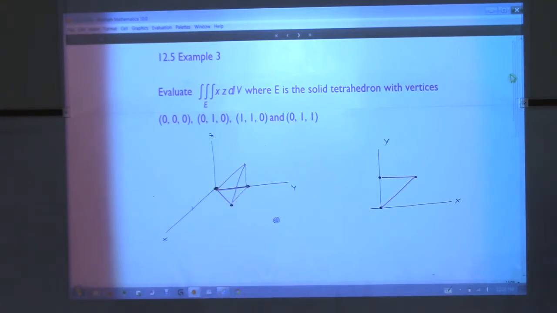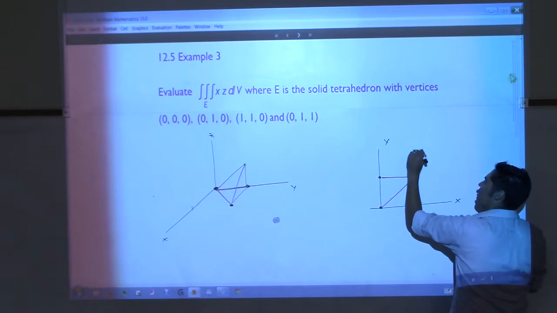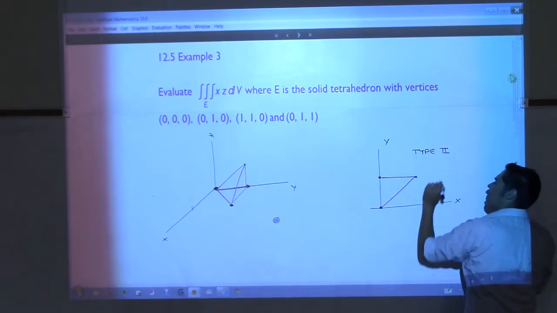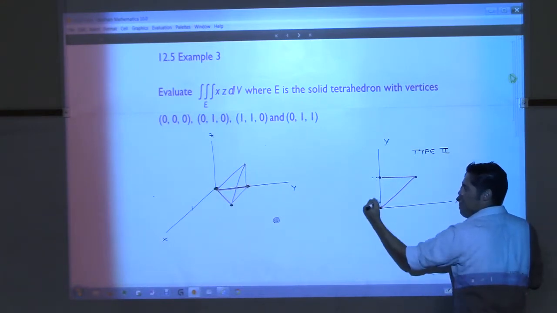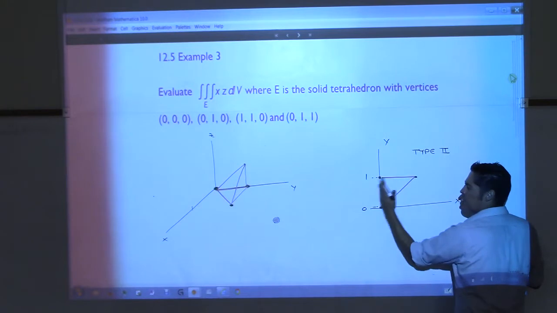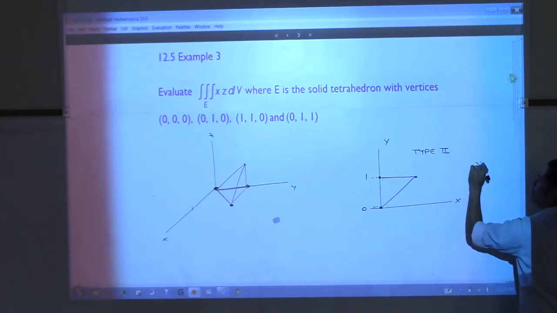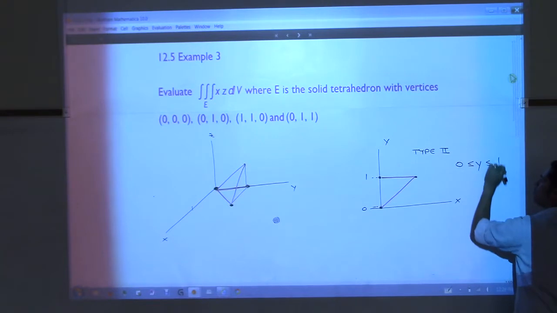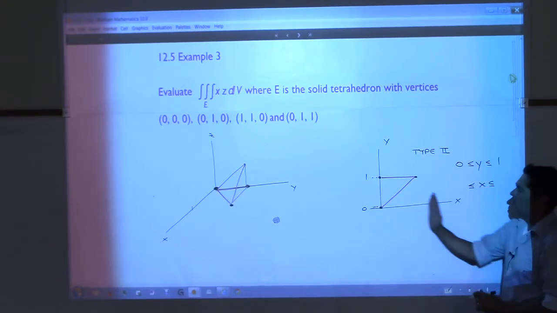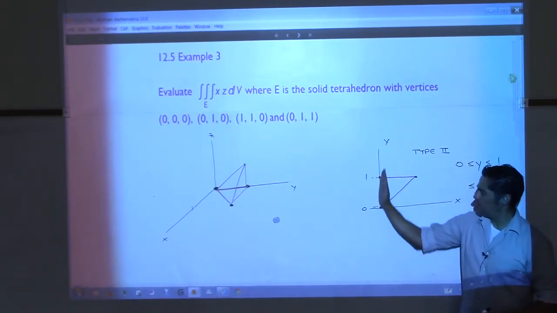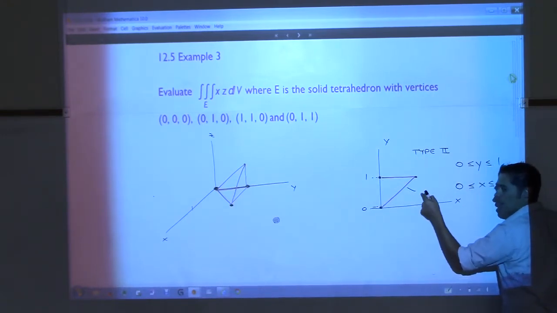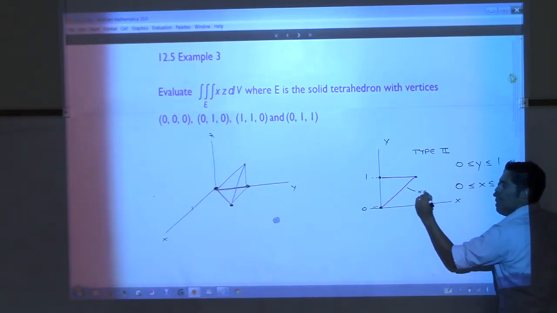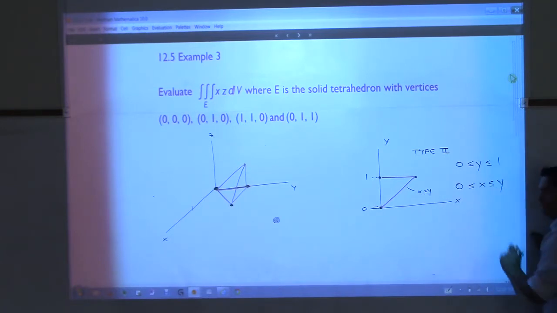If I want to do this as a type 2, then what are my restrictions on y? It goes from where to where? 0 to 1. Now my restrictions on x are between two functions of y. So y goes from 0 to 1, but my x is between what? 0, and then this right here. If I take that equation, which is y equals x, and solve it for x, I get x is y, which means this is y.